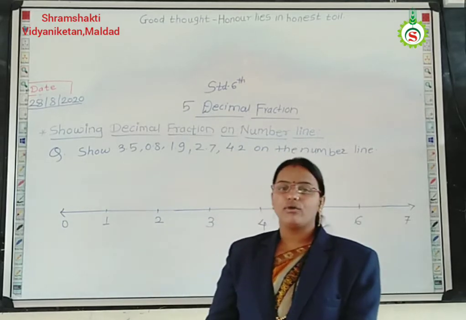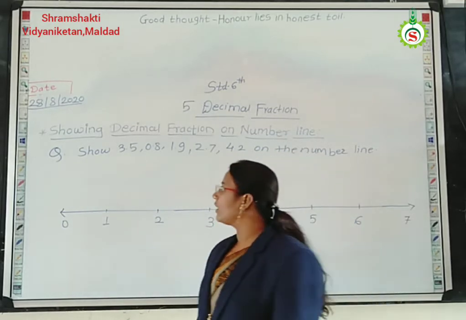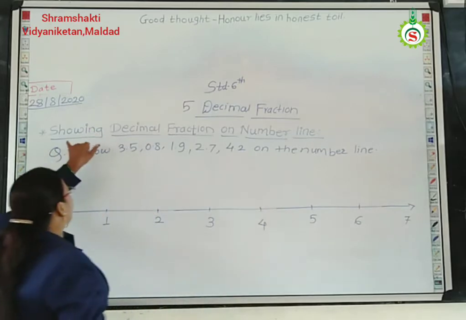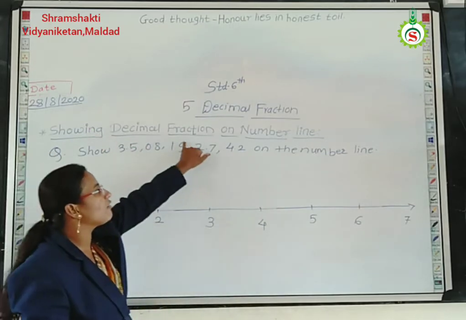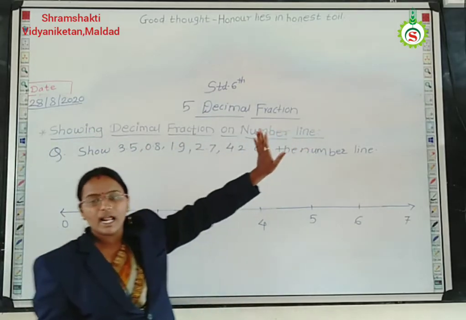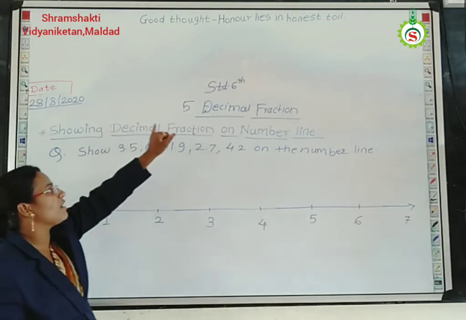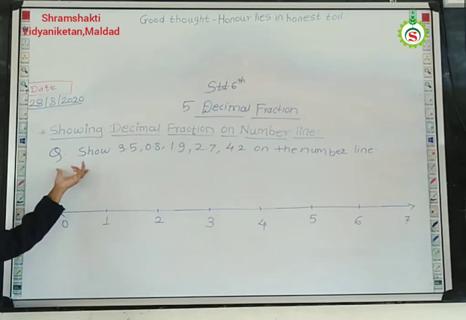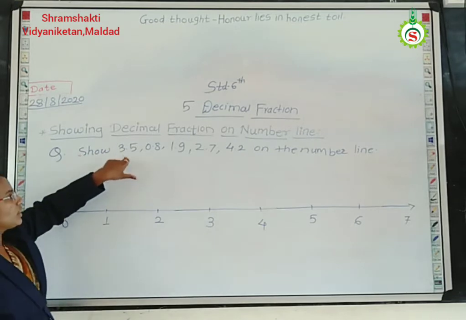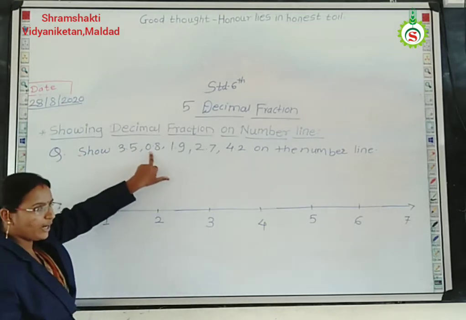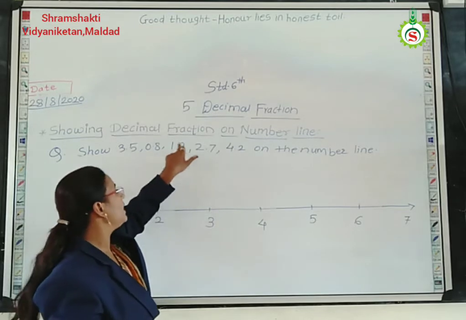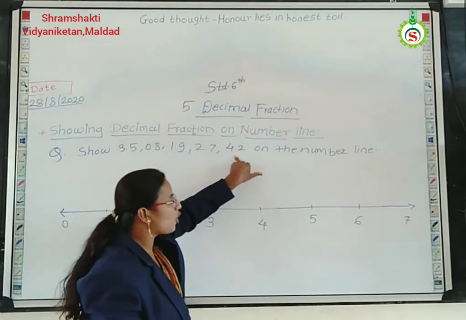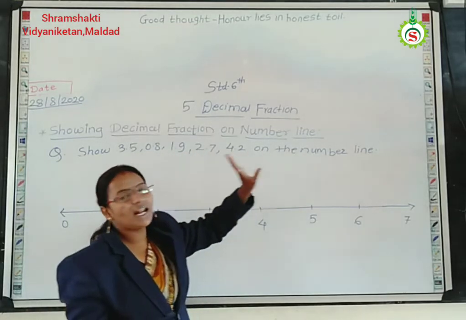Okay students, now in today's lecture we are going to start a new point, that is showing the decimal fraction on the number line. Showing the decimal fractions on the number line. So one question is given here, show 3.5, 0.8, 1.9, 2.7, 4.2 on the number line.